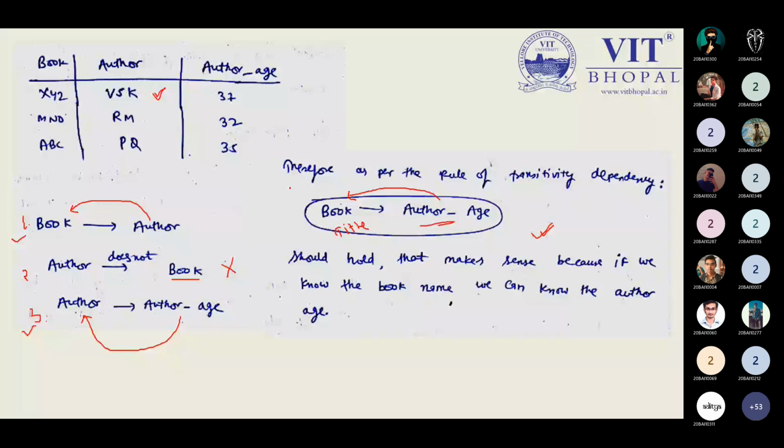So we can say directly, the author age is dependent on the book title, that is XYZ, based on transitive dependencies. Now it is clear. This is the simplest example I have taken over here. Is it clear to all right now?